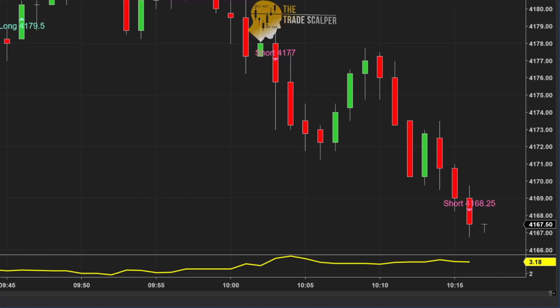Okay, there we have it. We have another short signal on the Trade Scalper. This one happens to be about 41.68. So we're going to place this trade at 41.68 to sell the E-mini S&P or the micros. You can trade the micros as well.